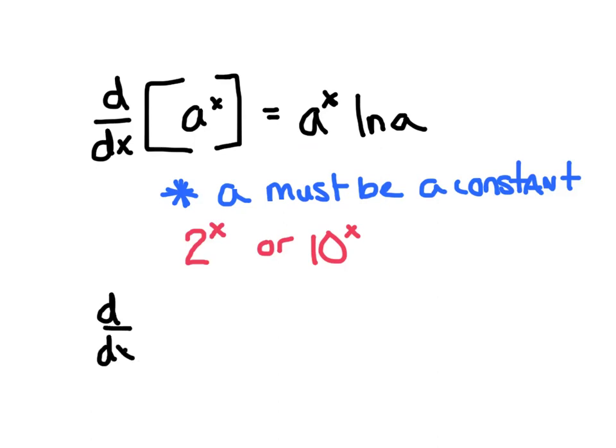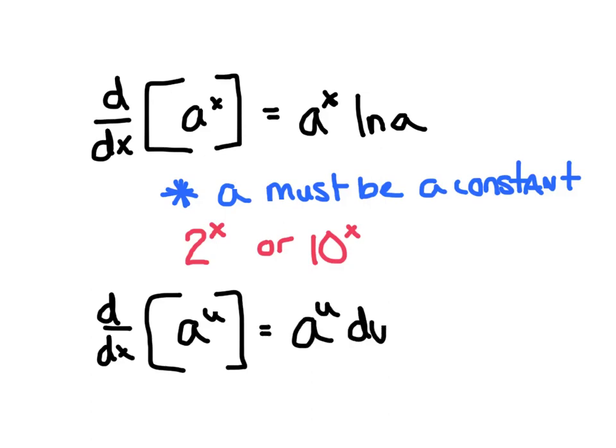Now, that's if my rule is very specific. Let's say I had a lot more junk up there. Let's say I had a to the u. Okay, and again, u is some function like x squared plus 5x. This is a to the u times du times the ln of a.